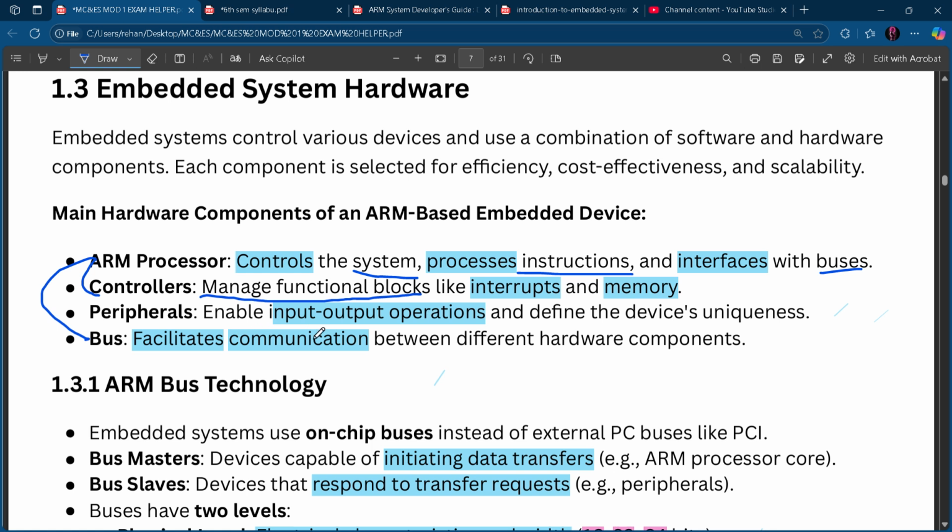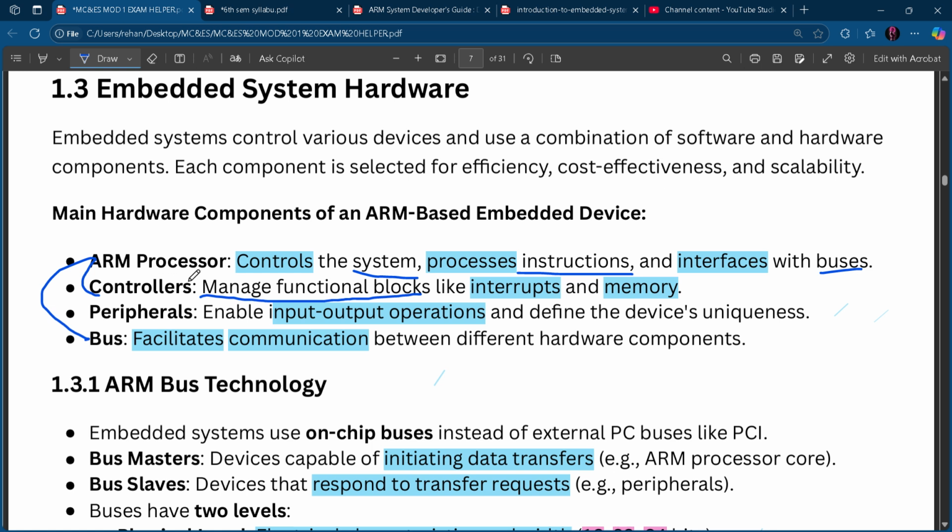Peripherals enable input and output operation and define the device's uniqueness. If you don't remember this, it's fine. You just have to remember it enables input and output operation. Bus facilitates communication, like between different hardware components. Usually the bus communicates, as you can see, it interfaces with the buses.